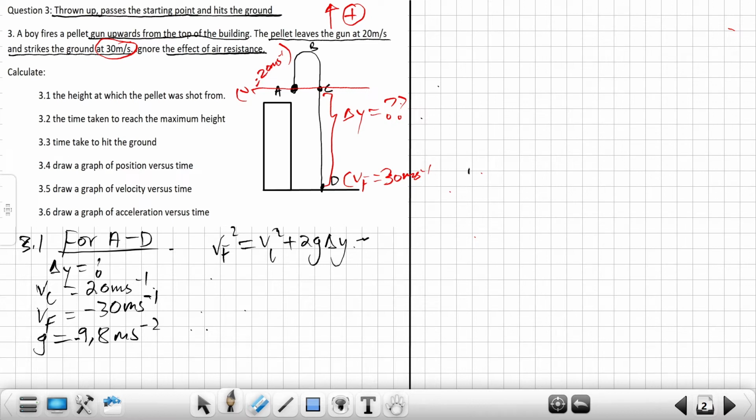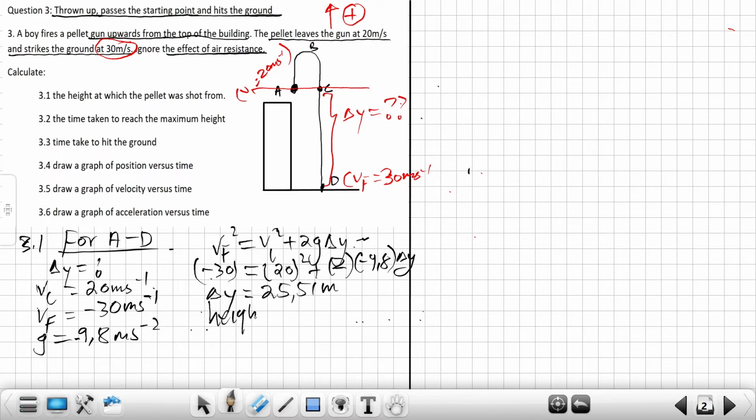Then I can do my substitution. This one is minus 30. I can do now 20 squared plus 2 times minus 9.8 multiplied by delta Y. I will eventually get my answer as 25.51 meters. So the height there is equal to 25.51 meters. So this is approach number 1 when I look at motion from A to D.